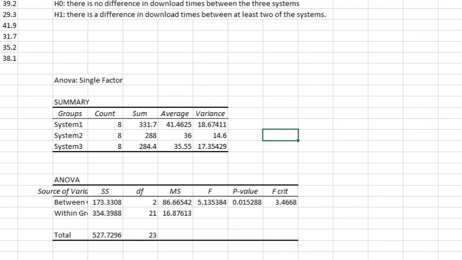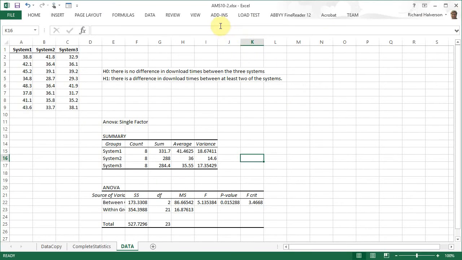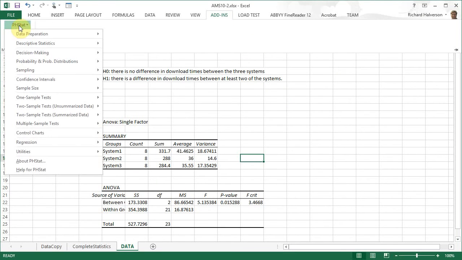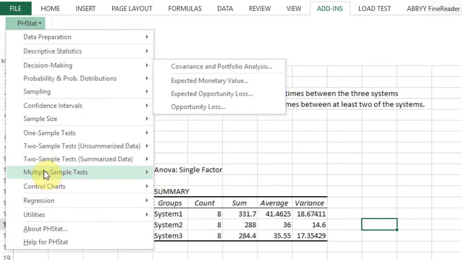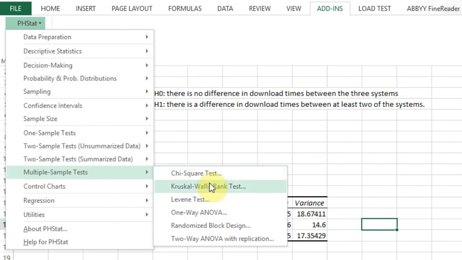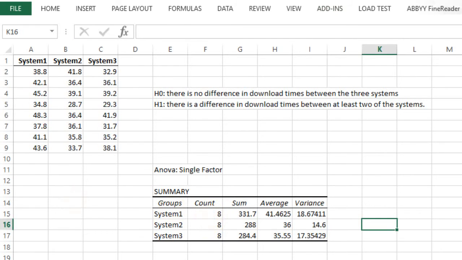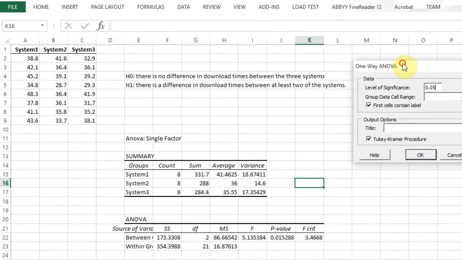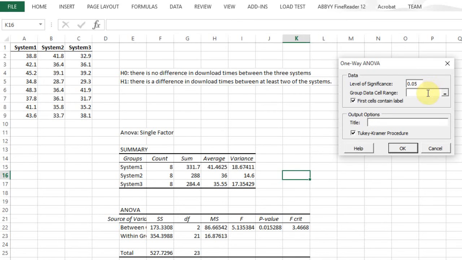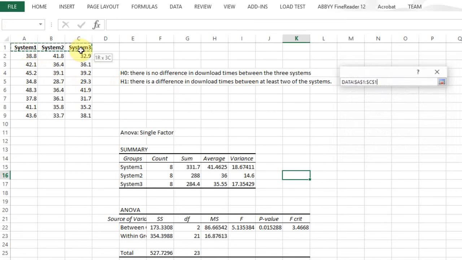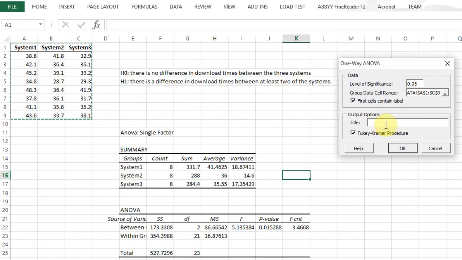So to do that, we need to do Tukey-Kramer. And to do Tukey-Kramer, we need to do PHStat. So let's click on Add-Ins up here, PHStat, Multiple Sample Tests, One-Way ANOVA, and this thing pops up. Level of significance of 0.05. The range is these 3 columns. Title is going to be Email Systems Downloads. And we do want Tukey-Kramer, so click OK.